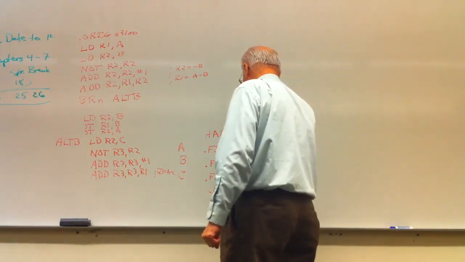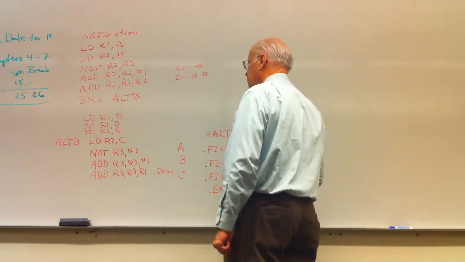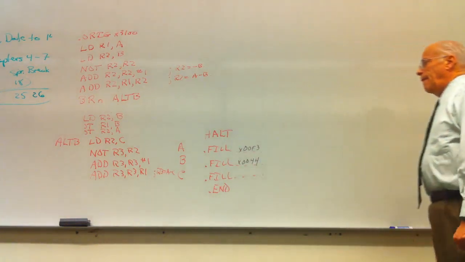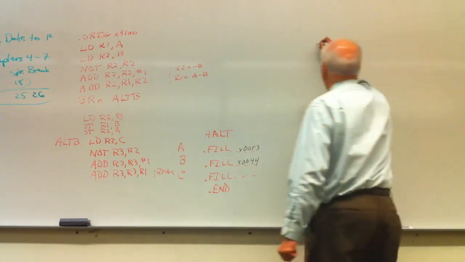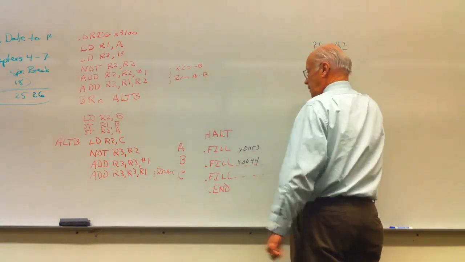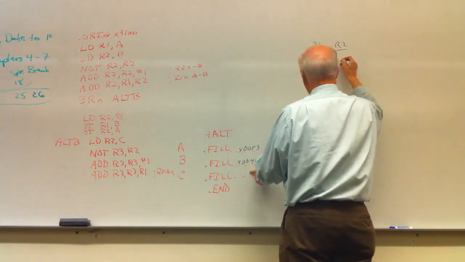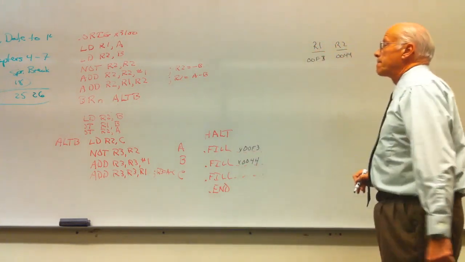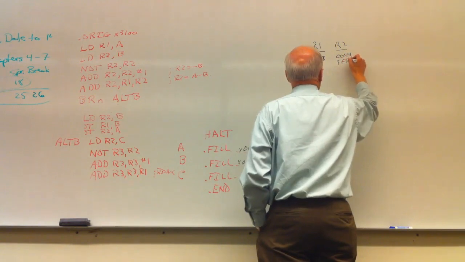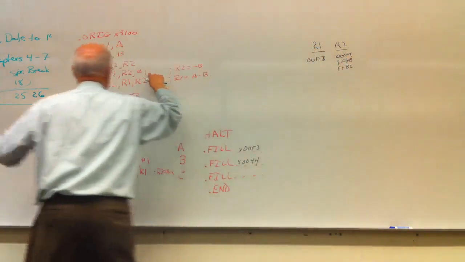Let's see. I suppose we have these values. Let's see what we end up with here. I did only registers 1 and 2 here, so let's see. We load A, so we got 0, 0, F, 3. And then we load B into register 2. Then we do a not here, which gives us F, F, B, B, and then we add 1, which gives us F, F, B, C. That gives us down to here.